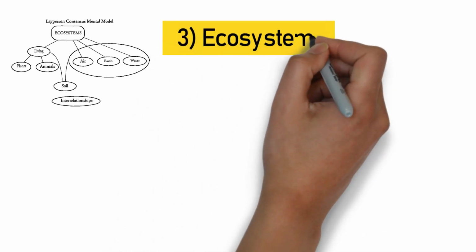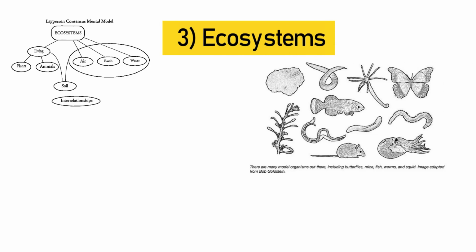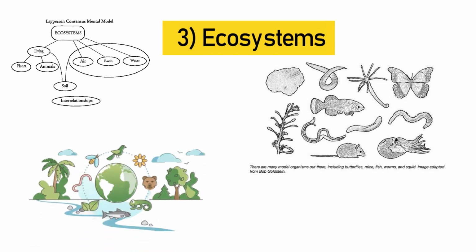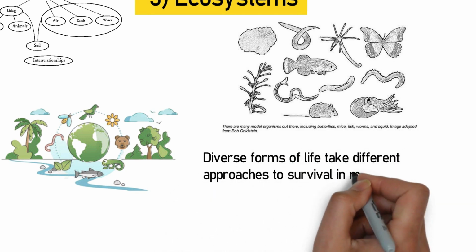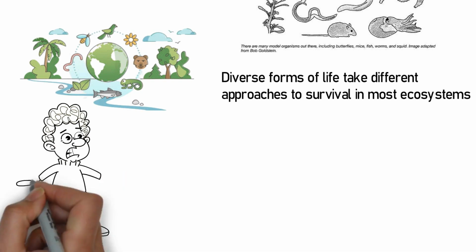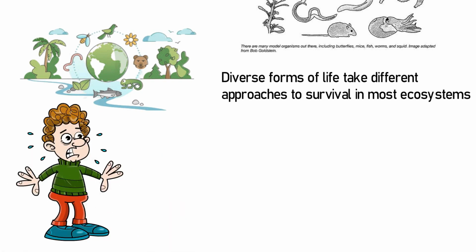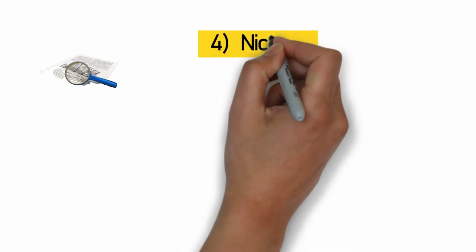Number 3. Ecosystems. Any group of organisms that coexists with the natural world is referred to as an ecosystem. Diverse forms of life take different approaches to survival in most ecosystems. With such pressures leading to varying behavior, many of the same conclusions can be drawn about social systems as they can about physical ecosystems.